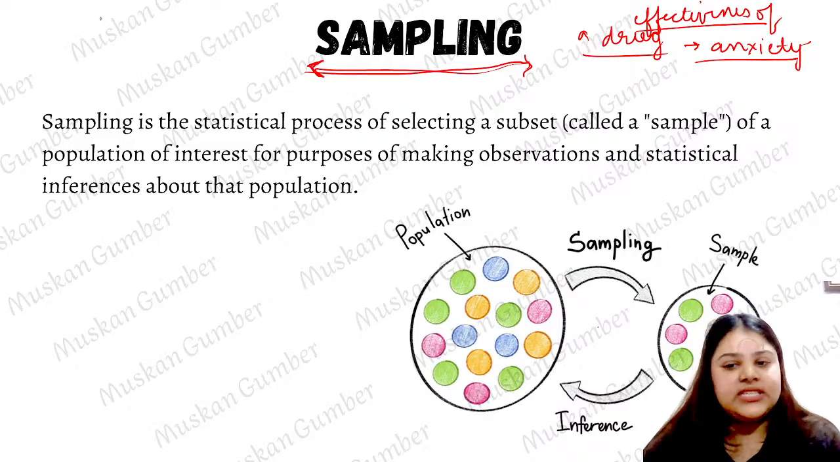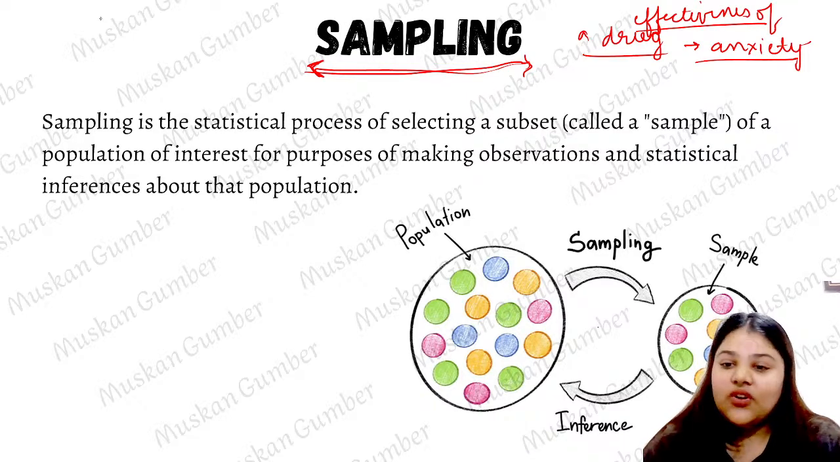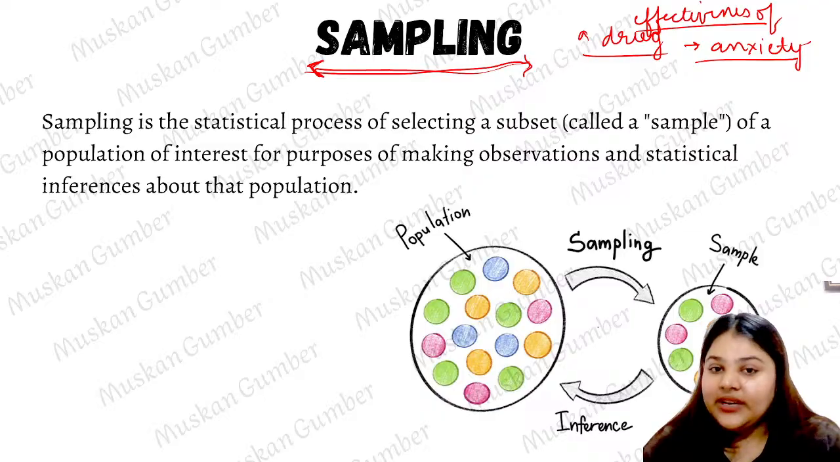Everyone, do you think it is possible to collect data from everybody who is suffering from anxiety, or from the whole population? For example, I want to see the level of self-esteem of young adults who belong to maybe generation Z. It is not possible, right? So what do we do? We do sampling.